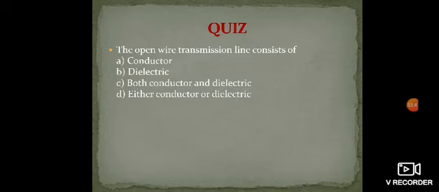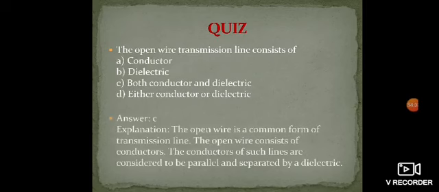The open wire transmission line consists of: option A, conductor; option B, dielectric; option C, both conductor and dielectric; and option D, either conductor or dielectric material. So what is the correct answer? That is C. Both conductor and dielectric are present in the open wire transmission line.